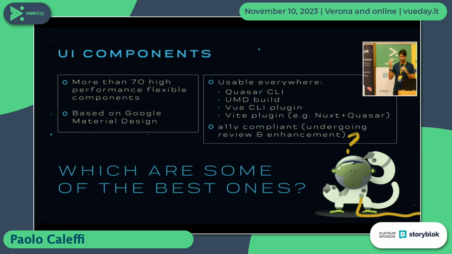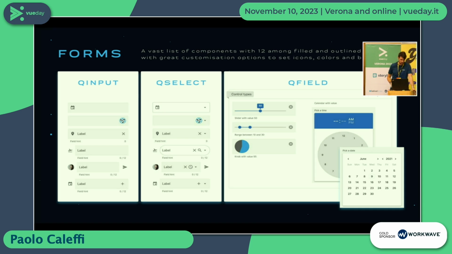We have more than 70 components based on Google Material Design. We're working on implementing themes. We'll get there eventually. It's usable everywhere. We actually get the request many times to use Nuxt plus Quasar. And we are right now undergoing an accessibility review to fix and enhance the support. Let's see some of the best ones. Well, the best ones, in my opinion, of course.